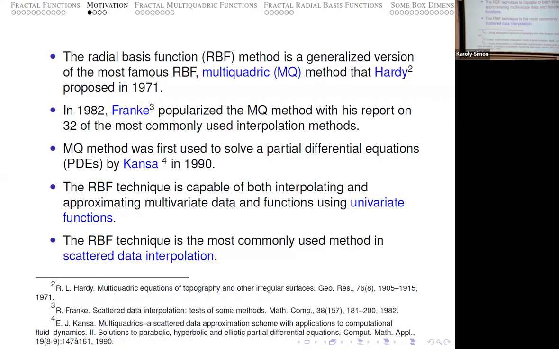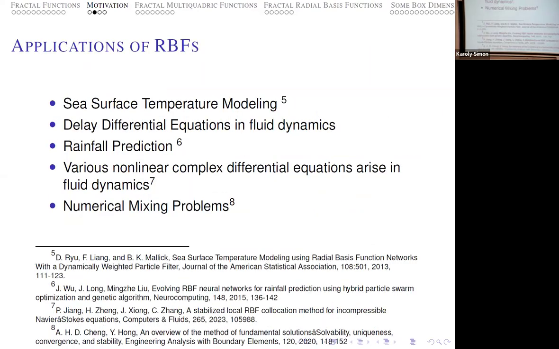So I thought there is no radial basis function in the fractal setting. My aim is to see whether I can construct some fractal functions in an arbitrary domain. There are different types of radial basis functions, and out of those, the multiquadratic is very popular. It is used for scattered data interpolation, and on the application side in RBF one can find sea surface temperature modeling, delay differential equations, fluid dynamics, and different types of numerical problems. So these are different applications.